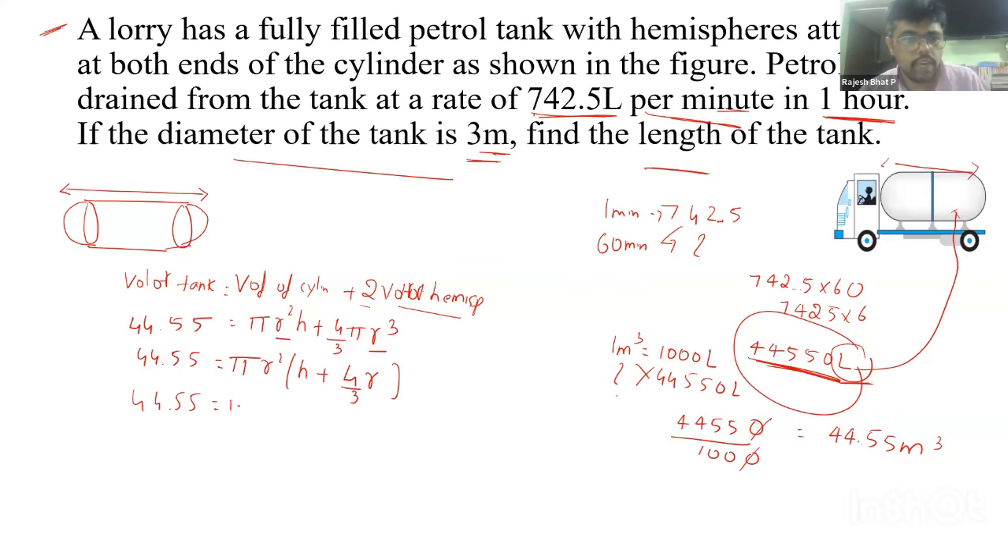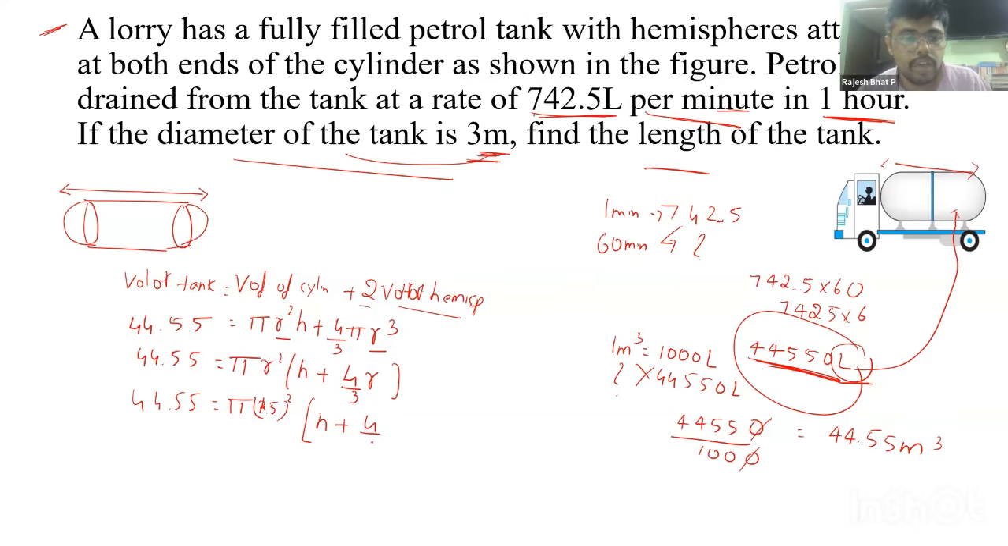44.55. So pi, what is the radius? Is it given? See very carefully. Radius is not given, but diameter is given. So what will be the radius? You can take 1.5 or 3 by 2. You can take 1.5 only, no problem. What is the height? Height I don't know, sir. Height of the cylinder I don't know.